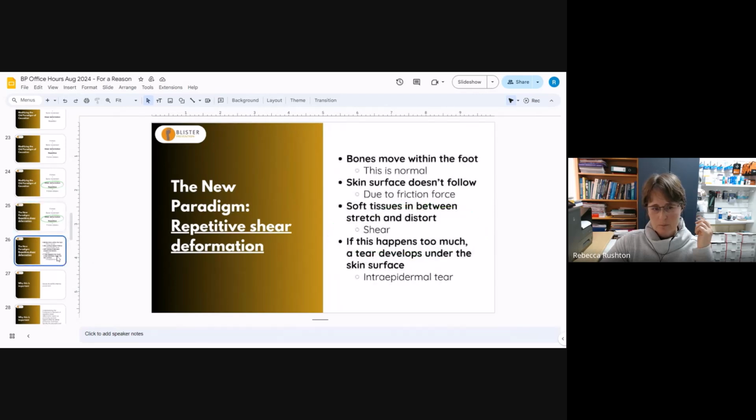So let me just explain that in another way. The bones move within the foot, that's completely normal. The skin surface doesn't follow, at least it doesn't follow immediately due to friction force. The soft tissues in between stretch and distort, that's what the shear deformation is. And when this happens too much, there's a tear that develops under the surface of the skin, which is the initial blister injury.